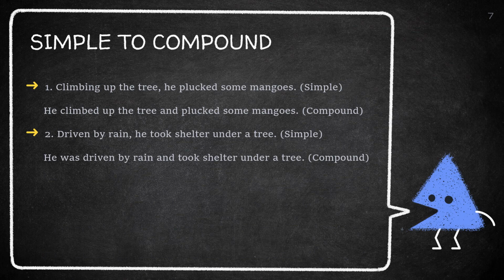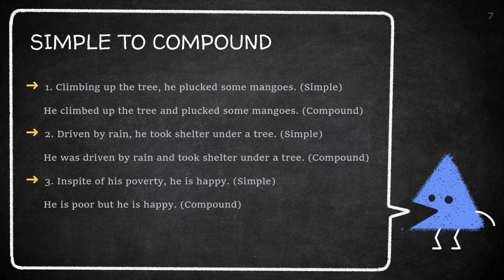Let's look at the third example. In spite of his poverty, he is happy. The finite verb here is is. Now, how do we make it into a compound sentence? Simply by writing that he is poor but he is happy. So, in this manner, we can change simple sentences to compound sentences.